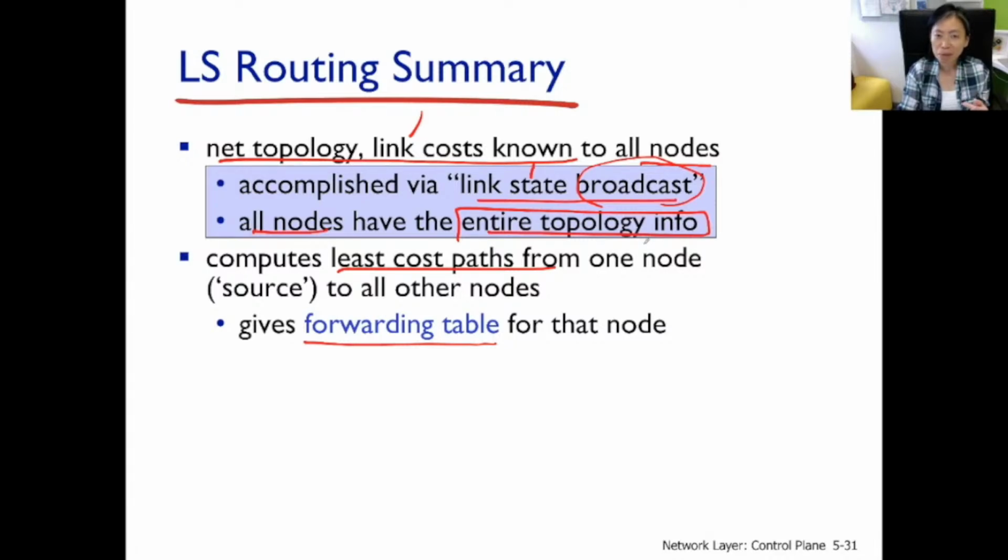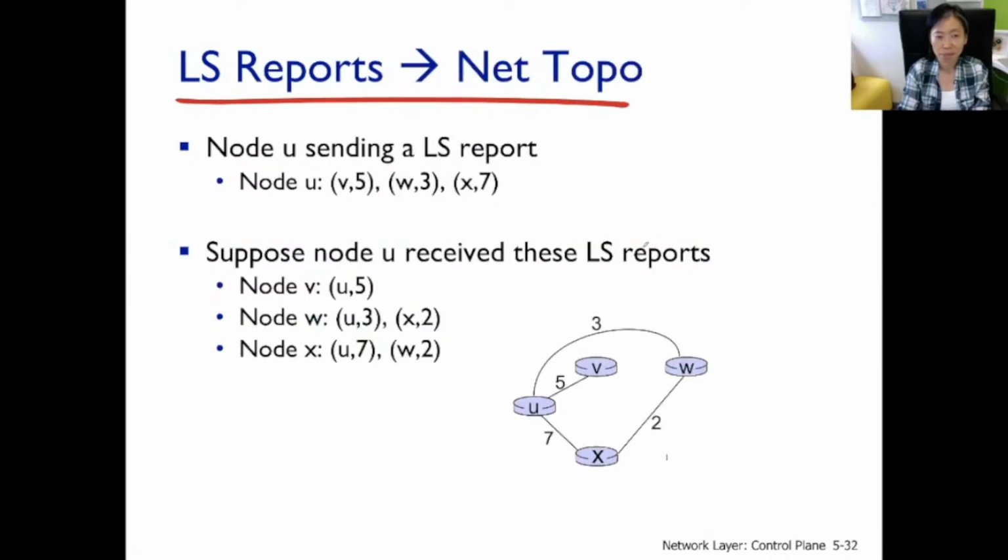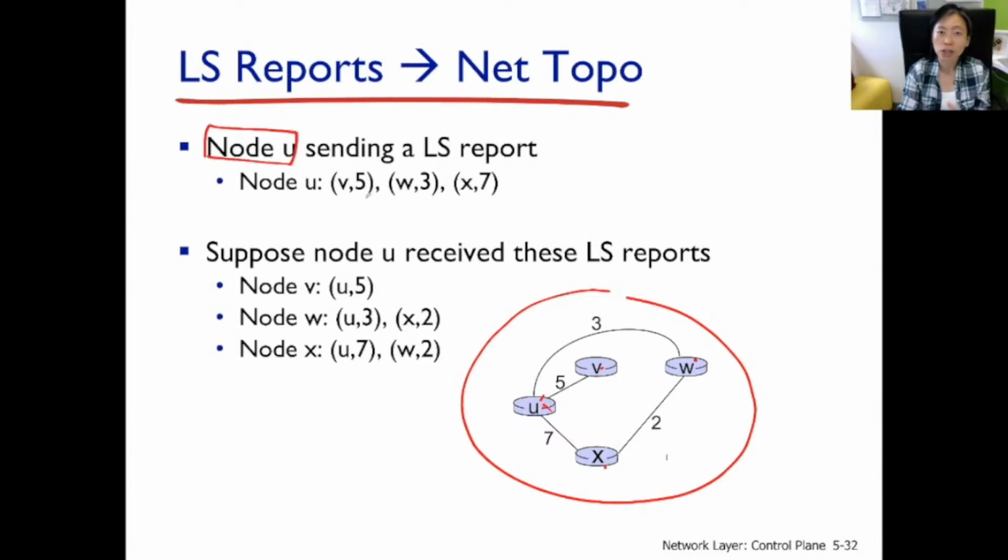Let me give you an example to illustrate how that is done. We have a very simple network here, only 4 nodes. You see, U connects to V, U connects to W, U connects to X. So if we are node U, and generating node U's link state report, it's going to contain this: the ID of the node itself. There are 3 neighboring nodes, V, W, X, and the cost on the link to these nodes, 5, 3, 7. So U to V, link cost 5. U to W, link cost 3. U to X, link cost 7.